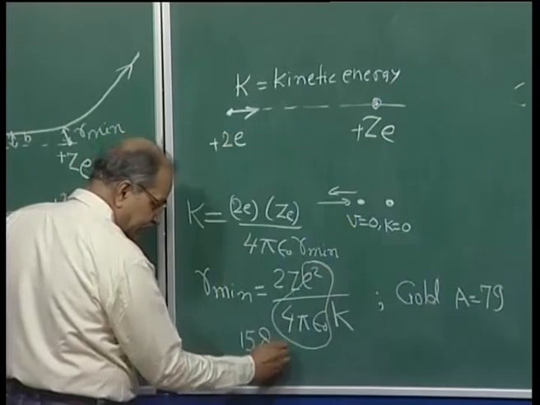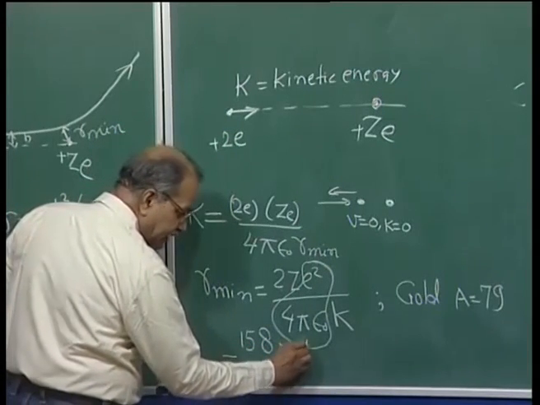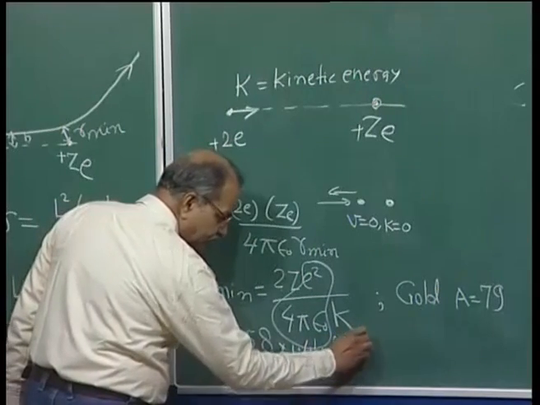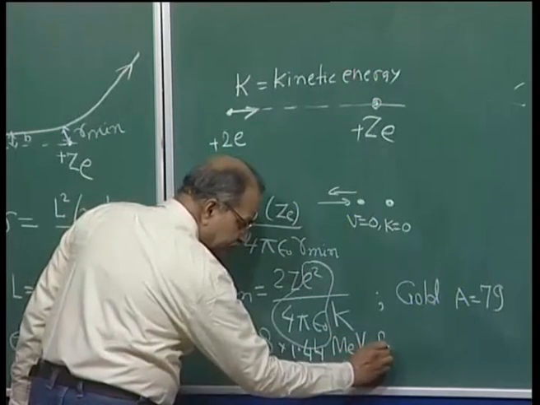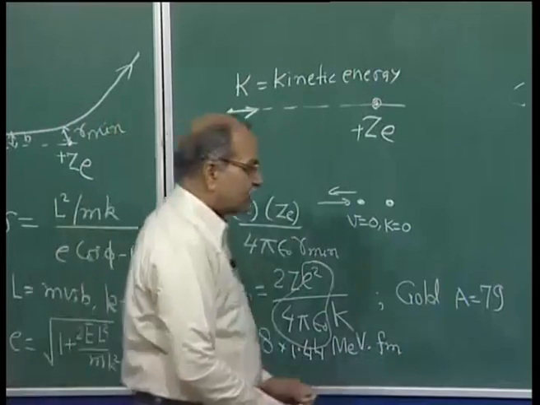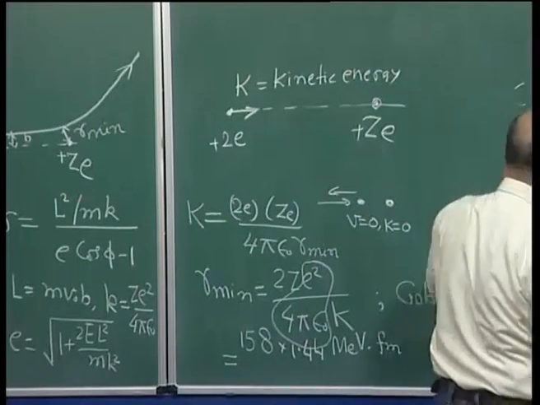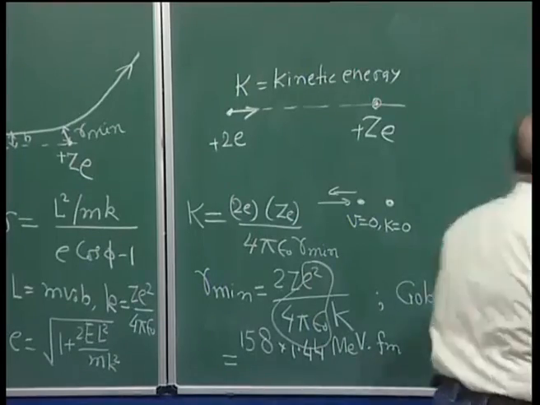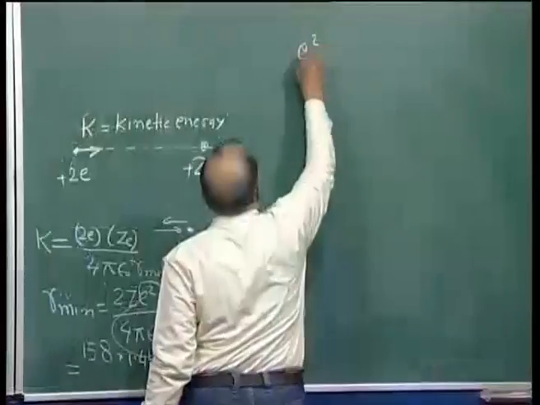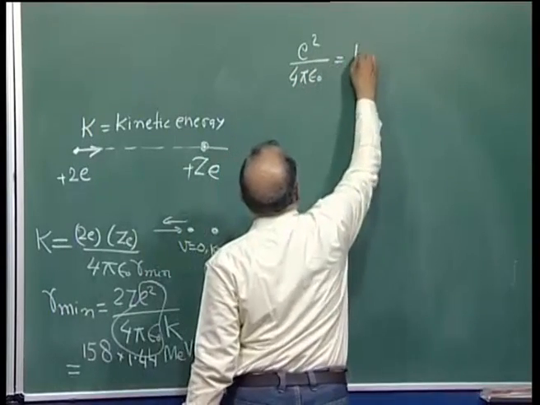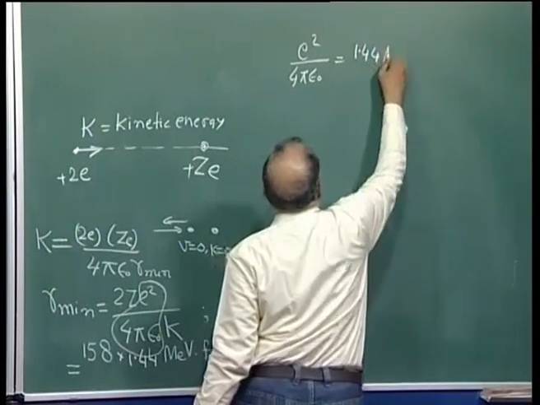This quantity is again a useful quantity to remember, it is 1.44 mega electron volt femtometers. Okay. This quantity will be quite useful, several times you will encounter this. So, it is good to remember this, e square over 4 pi epsilon naught. This quantity turns out to be 1.44 MeV femtometers.